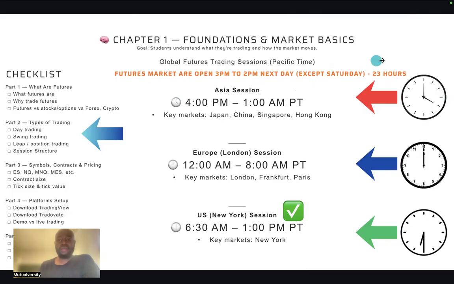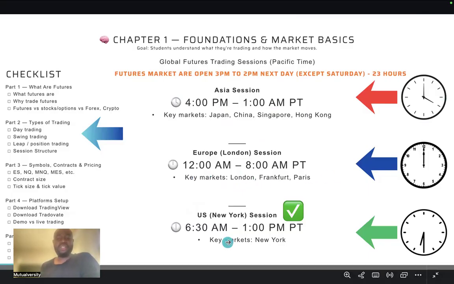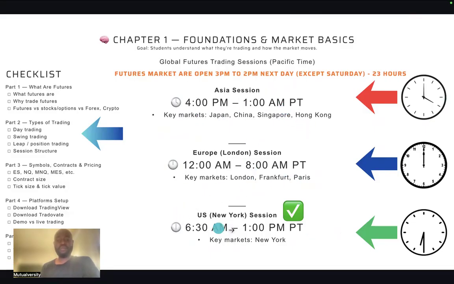Now, within those 23 hours, there are different sessions. There is the Asia session, the Europe session, and the New York session, or you can say the US session. In the Asia session, all the different Asian countries are trading. That's the main time of trading. In the Europe session, all the European countries are trading. The New York session is where mainly the US begins their trading.